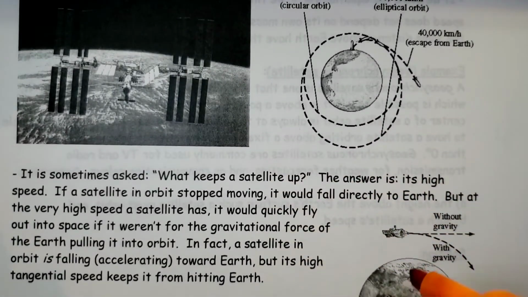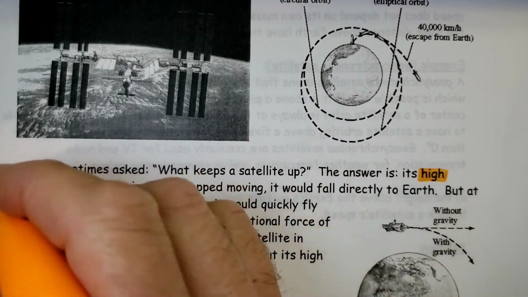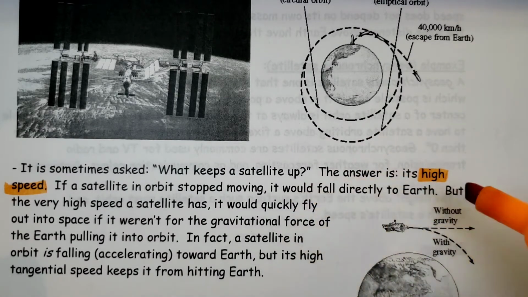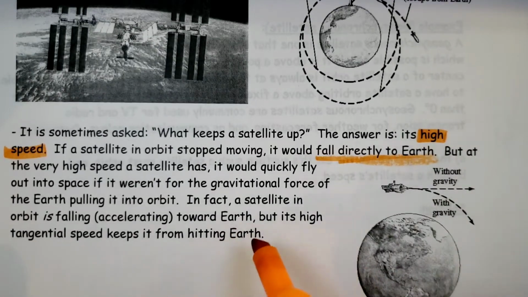It is sometimes asked what keeps the satellite up. The answer is the high speed that it must have. If the satellite in orbit stopped moving, it would simply fall back to the Earth. But at a very high speed, as a satellite has, it would quickly fly off into space if it weren't for the gravitational force of the Earth pulling it into orbit.